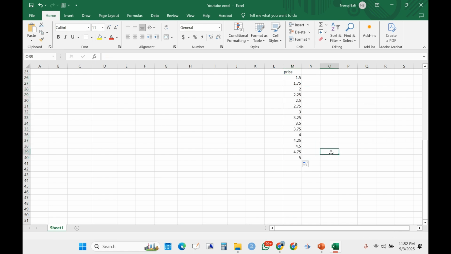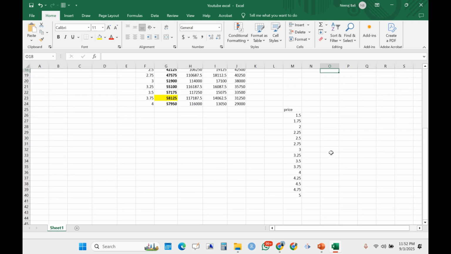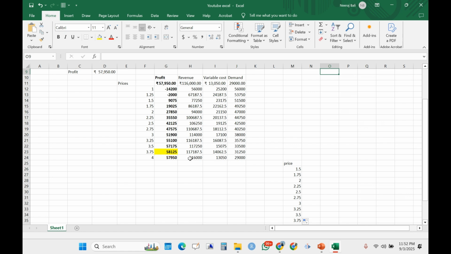Okay. And now we will also consider the second variable. Previously we considered only one variable, price, and its impact on things like profit, revenue, variable cost, demand, these metrics. Only one variable we were changing. Now we are going to change price as well as unit cost.